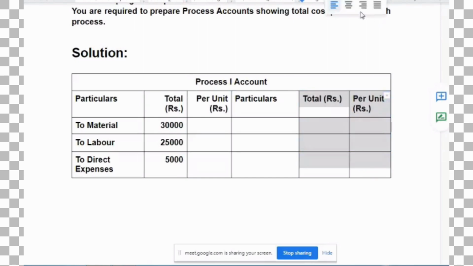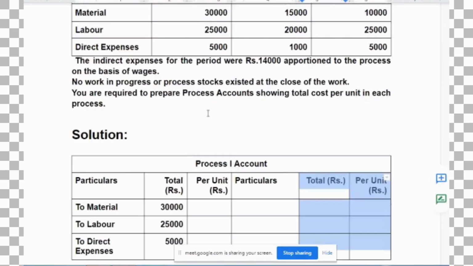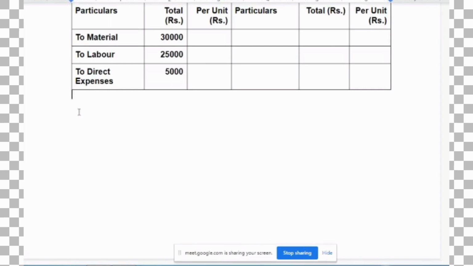Clear? Apart from this, there is one another expense called indirect expenses, 14,000, to be apportioned to the processes on the basis of wages. Wages ના આધારે ફાળવણી કરવાની. So wages is 25,000, 20,000 and 25,000, right? તો એનો રેશિયો કાઢીએ આપણે, that is 25:20:25. મતલબ કે 5:4:5 એવું થાય ને, 5:4:5. તો 5:4:5 ટોટલ 14 થાય.